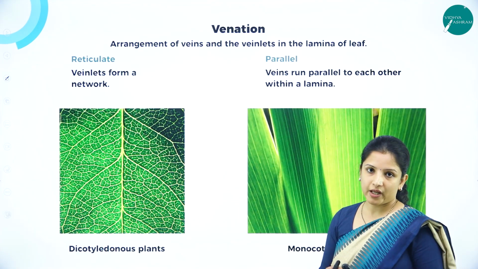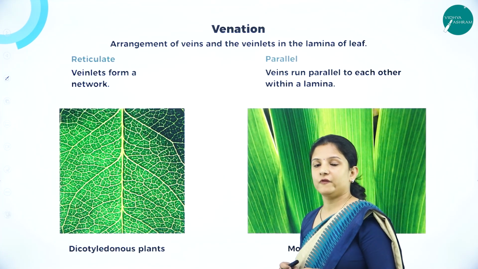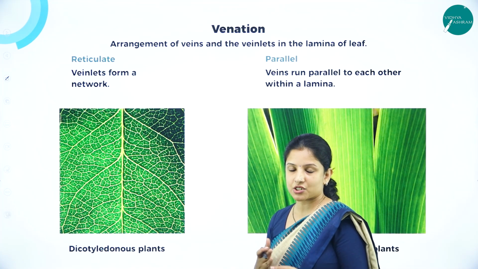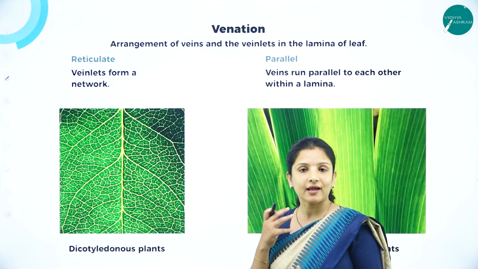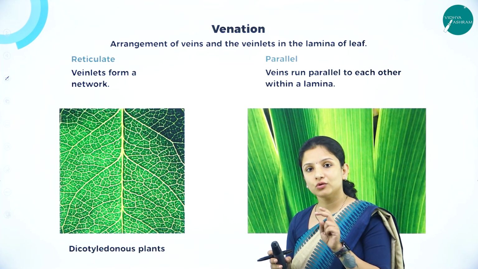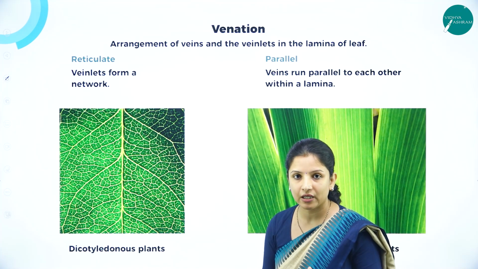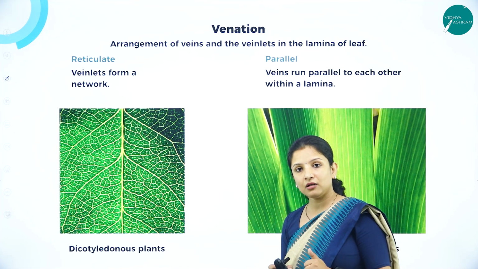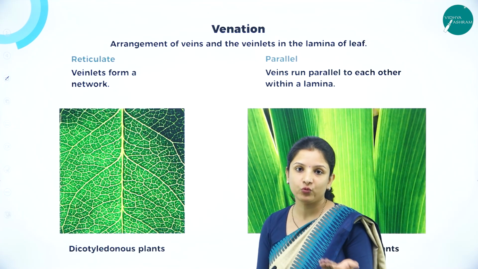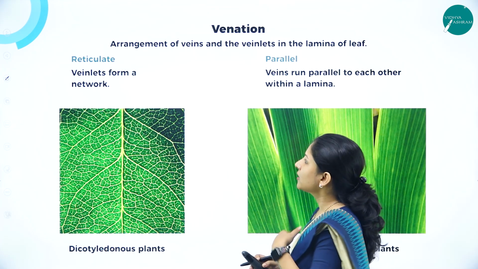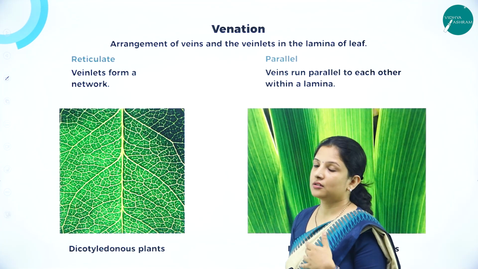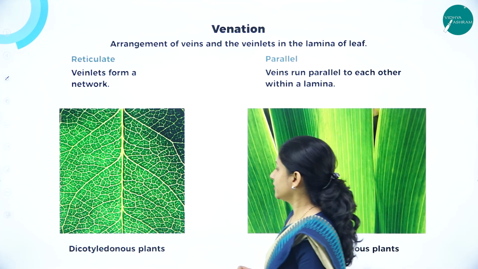Next, talking about venation. Now we know the parts of the leaf, and we know about the midrib, the veins and all that. What is venation? Venation is nothing but the arrangement of veins in the leaves. Now there are two types of venation: parallel venation and reticulate venation. Parallel venation is always seen in monocot leaves, like grasses, wheat, rice and so on. Reticulate venation is seen in dicots, that is beans, sunflower, all of which come under dicots.